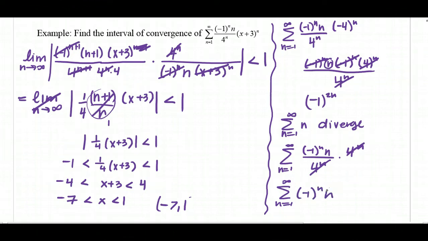Well, this too is going to diverge, right? So now I'm trying to take negative 1 plus 2 minus 3 plus 4, but that will diverge by the nth term test as well. So this is going to diverge. So I do not include either of my endpoints. So my interval of convergence is open from negative 7 to 1.